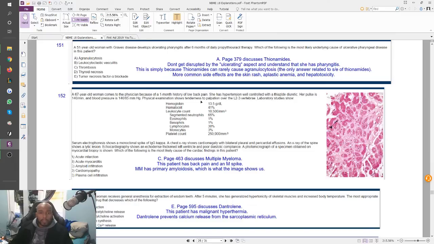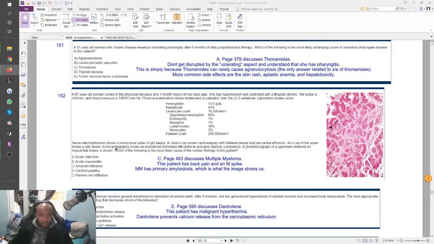Physical exam shows tenderness to palpation over the L2 to 3 vertebrae. Lab studies show hemoglobin looks okay, hematocrit, leukocyte count, segmented neutrophils, lymphocytes, okay. Platelet count looks okay. Serum electrophoresis shows a monoclonal spike of IgG kappa. A chest x-ray shows cardiomegaly with bilateral pleural and pericardial effusions. An x-ray of the spine shows a lytic lesion.